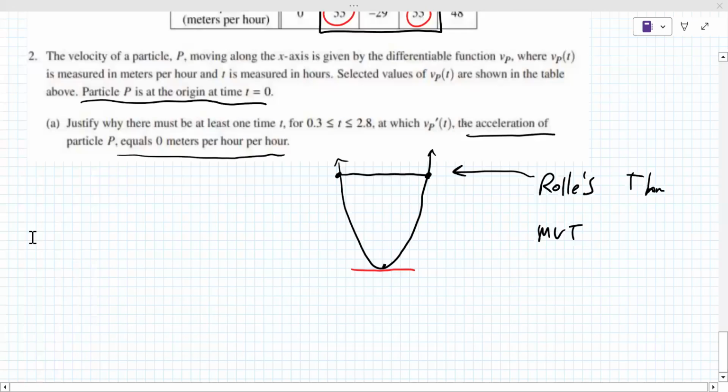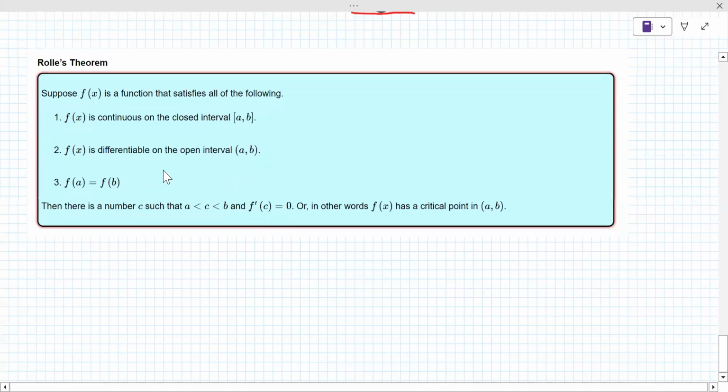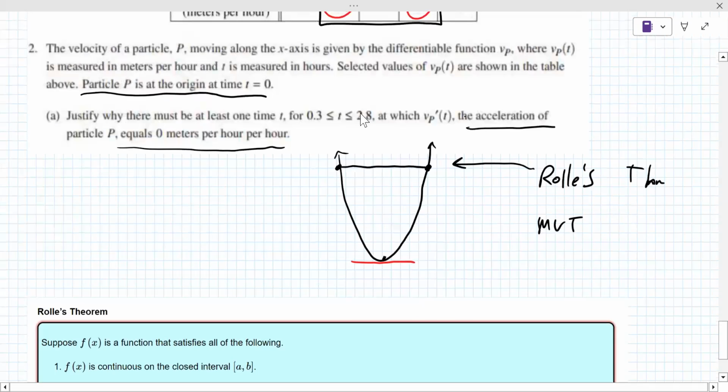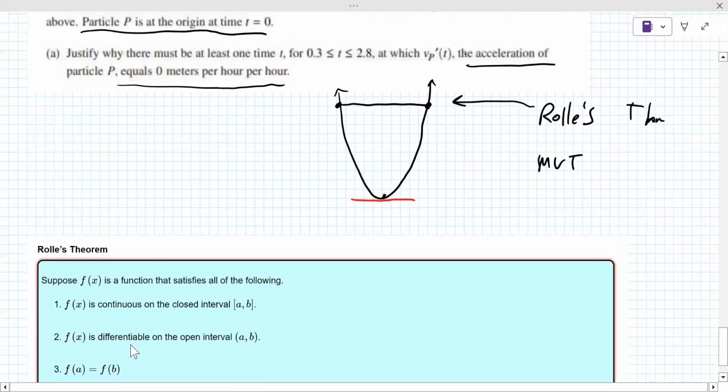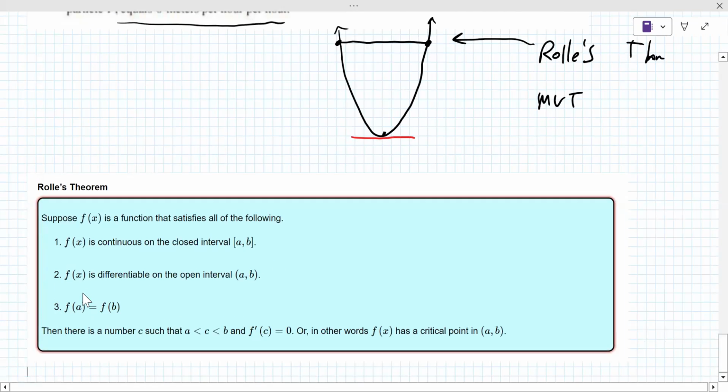I don't really know. I'd have to look at the way they grade this to tell you for sure. But for Rolle's theorem, they're looking for it's continuous. So you would say something like it's continuous from 0.3 to 2.8. And then you'd say it's differentiable from 0.3 to 2.8. The more important one is that the two endpoints equal the same value.